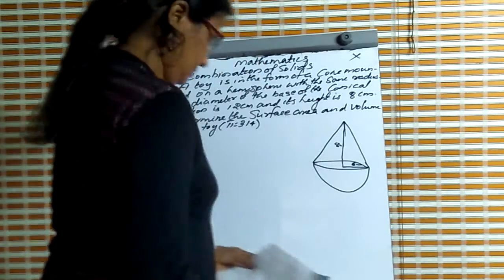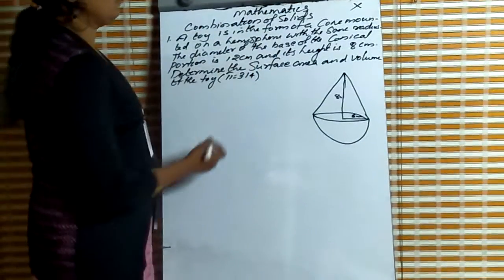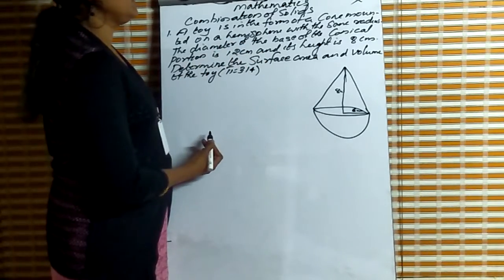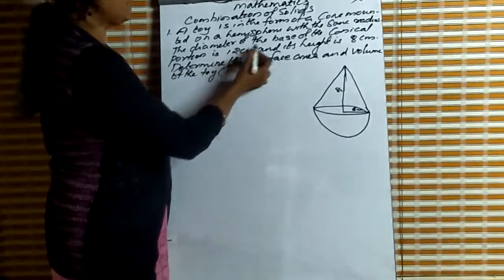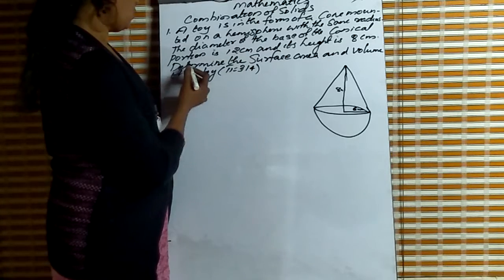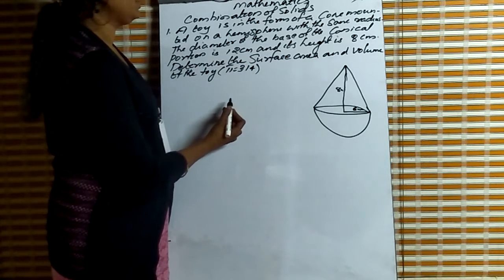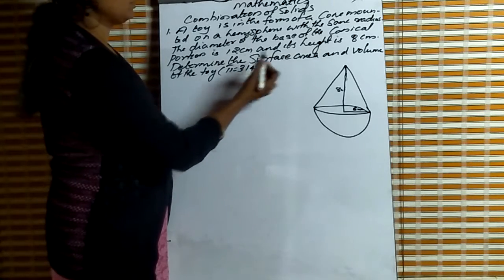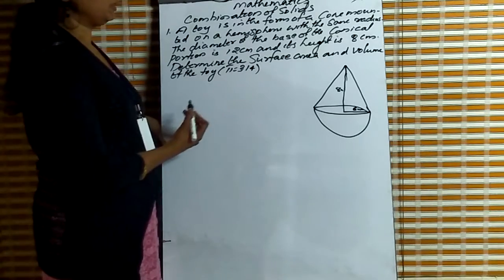Listen. A toy is in the form of a cone mounted on a hemisphere with the same radius. The diameter of the base of the conical portion is 12 cm and its height is 8 cm. Determine the surface area and the volume of the toy.